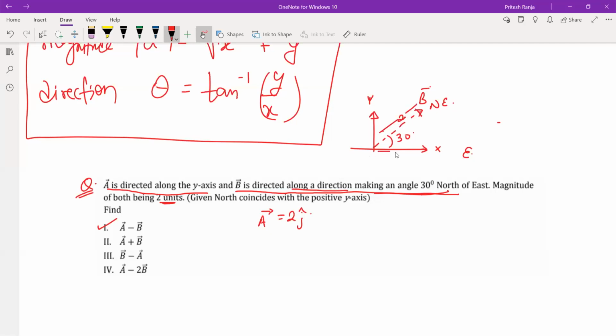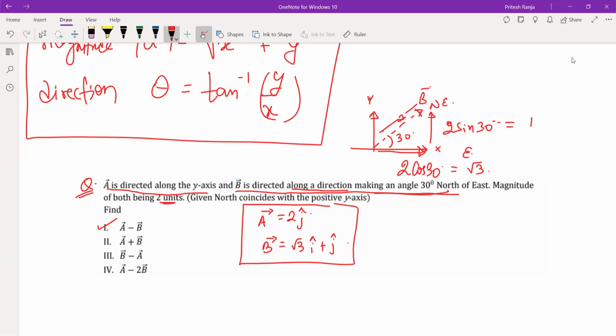I have to take the projection. So what will be its projection on the x axis? 2 cos 30. And on y? 2 sin 30. 2 sin 30 is 1 because sin 30 is 1 by 2. 2 cos 30 is root 3. So the B vector will be root 3 i cap plus j cap. So first, is this understood?